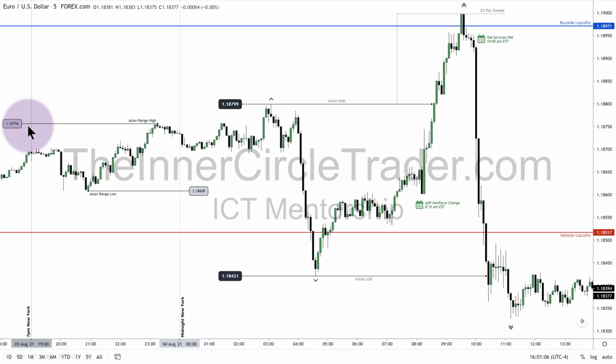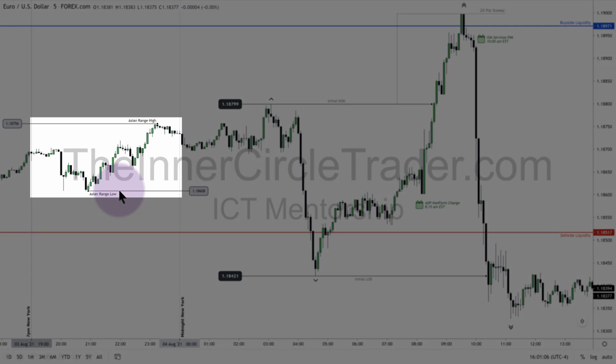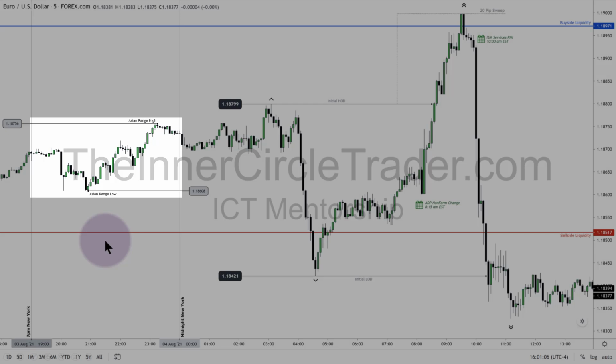The highest of the Asian range, which is the range between 7 p.m. and midnight New York local time, is the Asian range high, and this is the Asian range low. Once you have this range, you can do a lot of studies with it and project them up and project them down in the form of standard deviation.